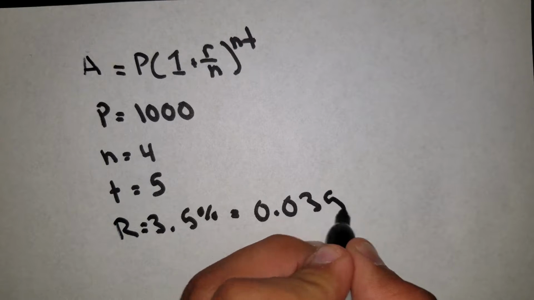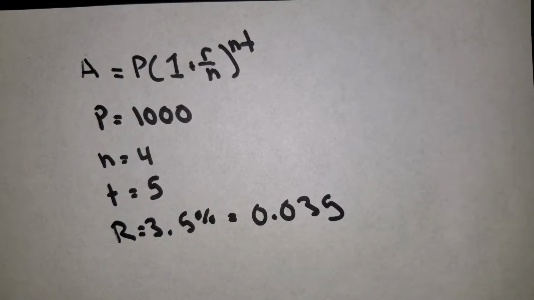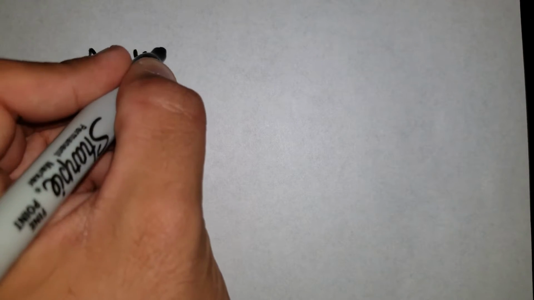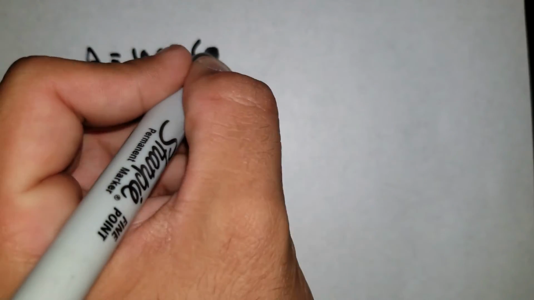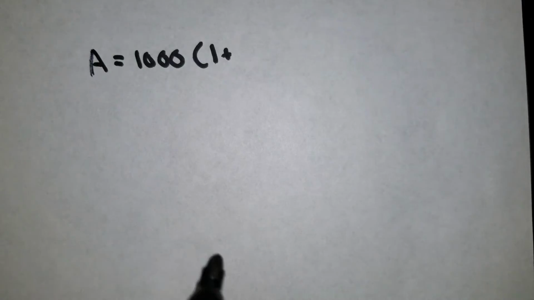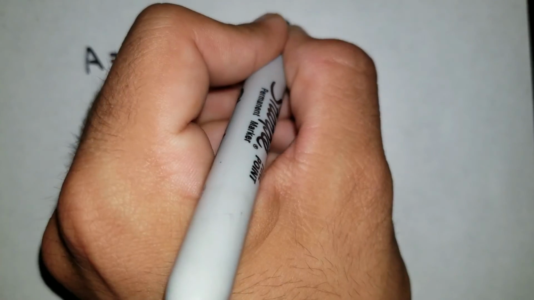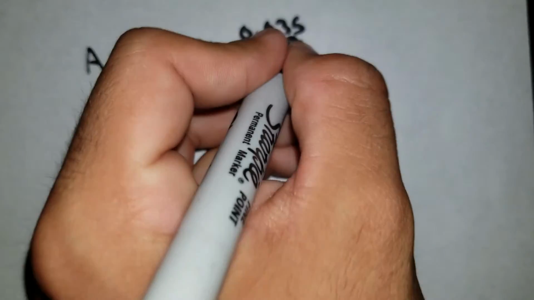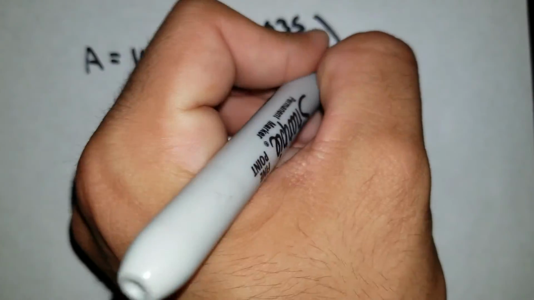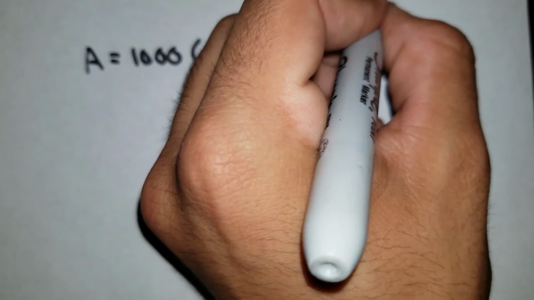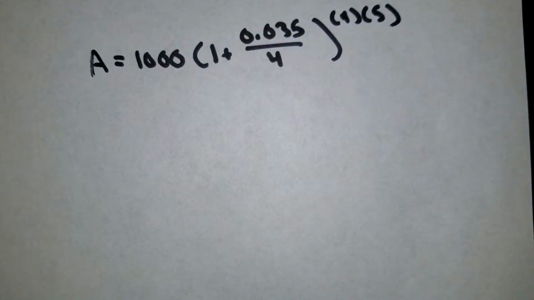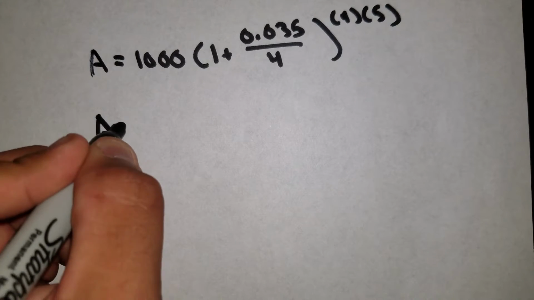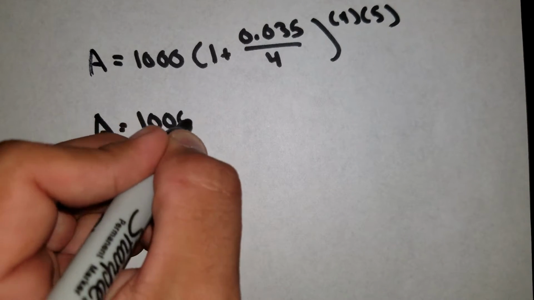So now that we have all our variables in place, we can start plugging them into the formula. We plug in the P for 1,000, then 1 plus the rate, which is 0.035, over the number of times compounded, so that's 4, all to the power of the number of times compounded times the years. Then we can start calculating to make things simpler.